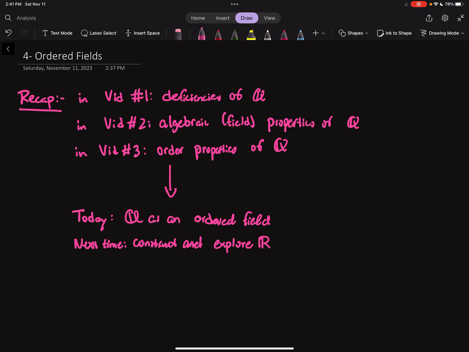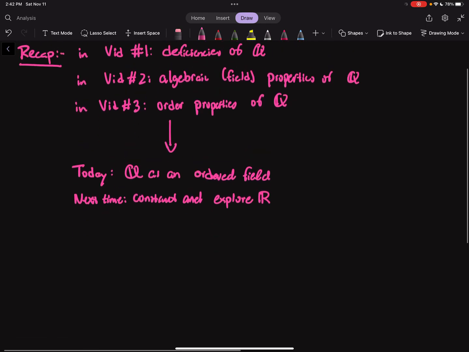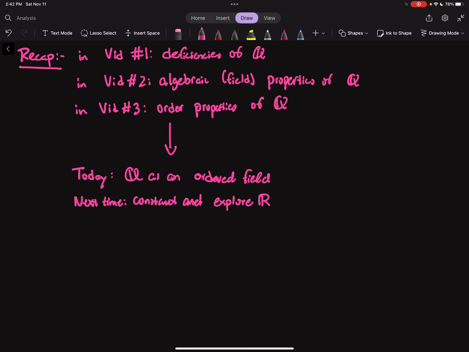Today, we will combine these properties to view the rational numbers as what we call an ordered field. So not only will we consider the algebraic and order properties in isolation, we will consider them together now. And next time we're going to construct and explore the real numbers, although we will actually state the existence theorem for the real numbers today. Okay, so let's get started.